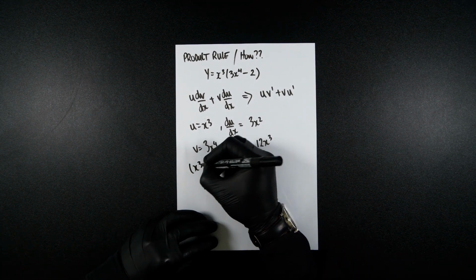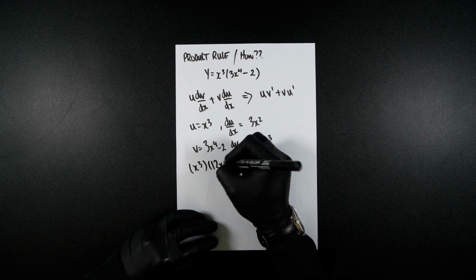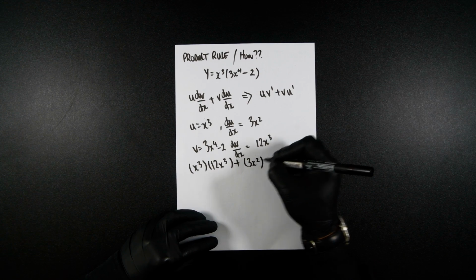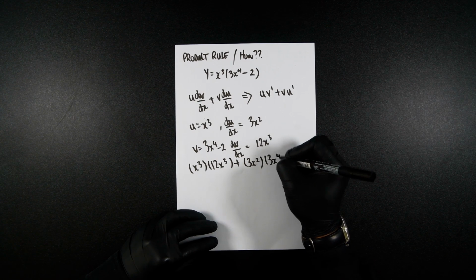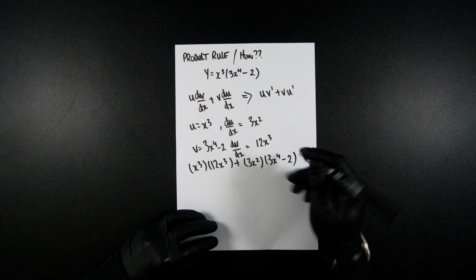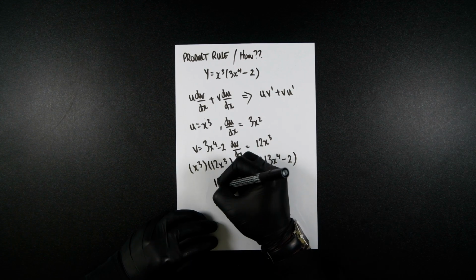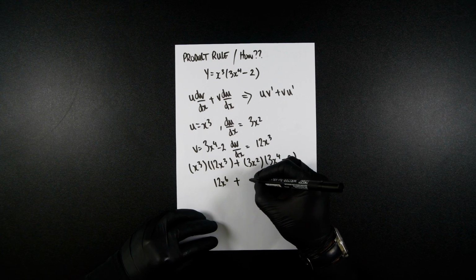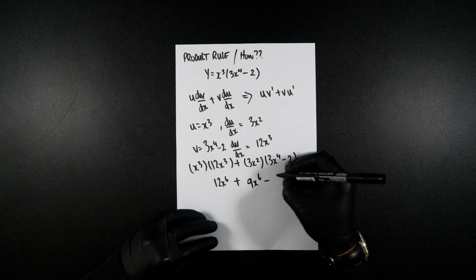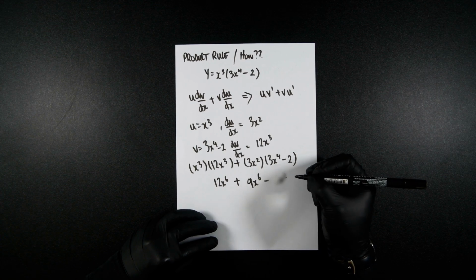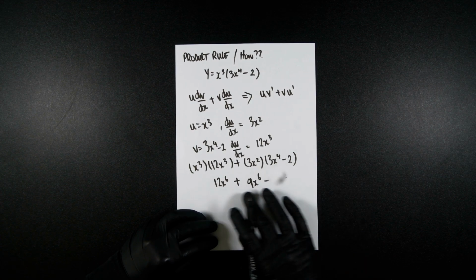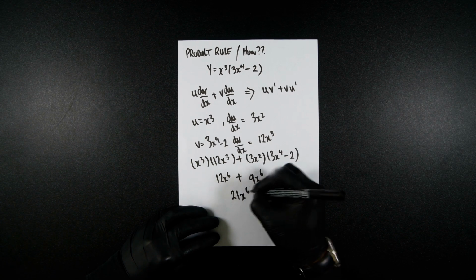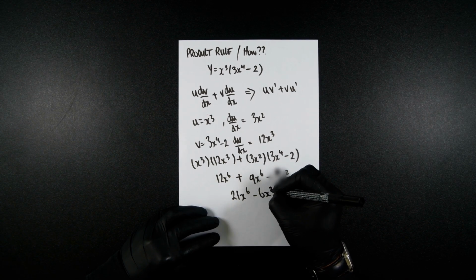So it's going to be x cubed, 12x cubed plus 3x squared, 3x to the power of 4 minus 2. We can now clean up, so that's going to be 12x to the 6 plus 9x to the 6 minus 9x squared. We can then add these together because the powers are the same, leaving us with 21x^6 minus 6x squared.